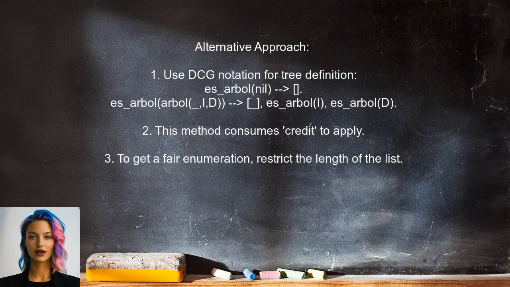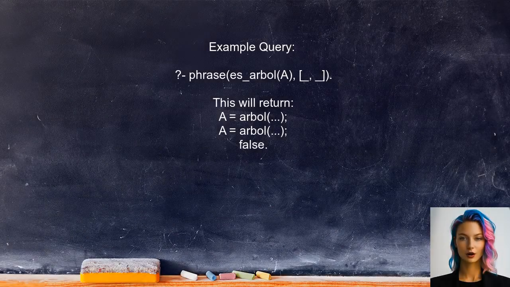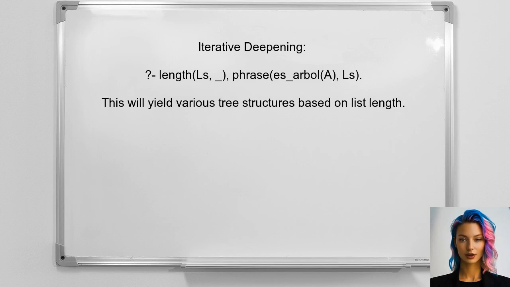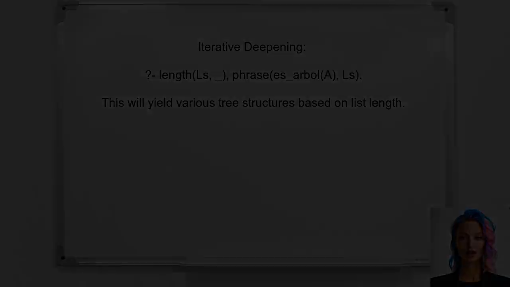An alternative approach to generating all possible binary trees in Prolog involves using DCG notation. This method allows you to define the structure of trees while counting symbolically with lists instead of integers. For example, to find all trees with exactly 2 inner nodes, you can query with a list of 2 elements. This allows for a structured way to explore different tree shapes. Additionally, you can use iterative deepening to explore all tree shapes by varying the length of the list. This method provides a systematic way to generate binary trees.